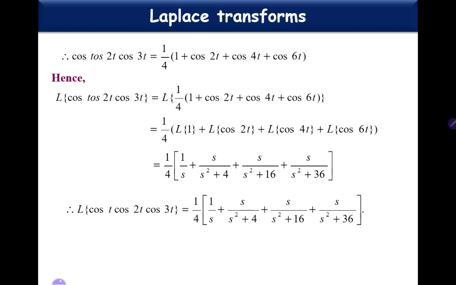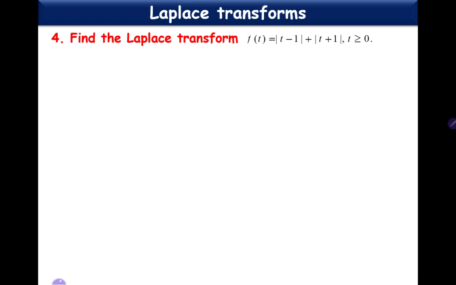Similarly, you can group any two terms here and you can apply the formula of 2 cos a cos b. You get the same answer. Now you need more attention on this function. f of t is equal to mod t minus 1 plus mod t plus 1 for t greater than or equal to 0. We are asked to find the Laplace transform for this function.